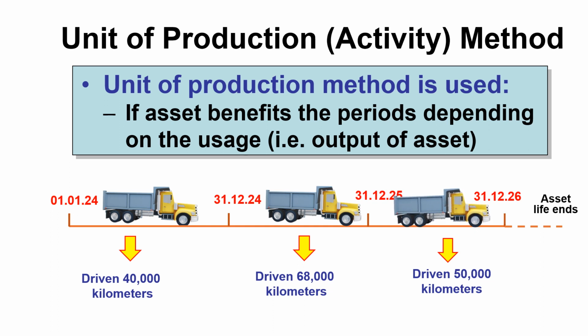So you can see that this asset's benefits are dependent on how it is used. In period 1, it is used 40,000 kilometers, so the benefits will be according to 40,000 kilometers. Similarly, in period 2, 68,000 kilometers, so the benefits are according to the usage of that asset. And finally, in year 3, it is used 50,000 kilometers. So again, the benefits to the business will be according to how this is used. So to calculate depreciation for this truck, we will need the unit of production method. We cannot use the straight line method here.